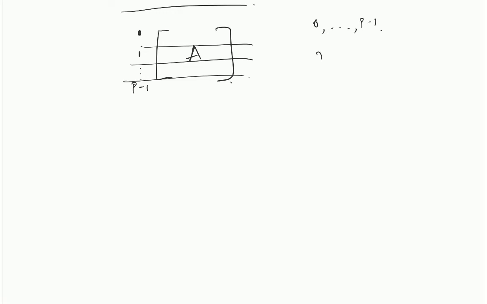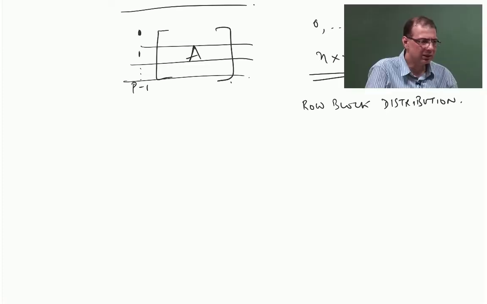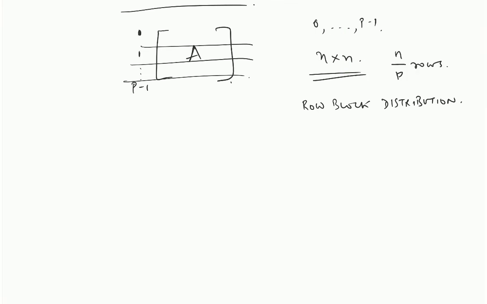Let's say that I have an n cross n matrix. Let me just assume that, then each one of them gets n by p rows. This is called the row block distribution. I can do the same thing when I'm doing LU decomposition. I can assume that the same distribution holds for L and U also, that L is divided amongst the same processes in the same way, and U is also divided amongst the same processes in the same way.